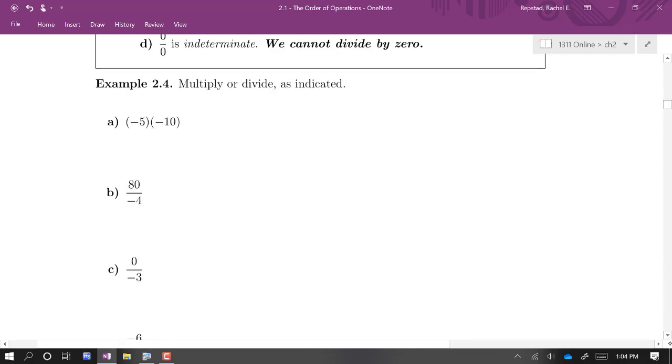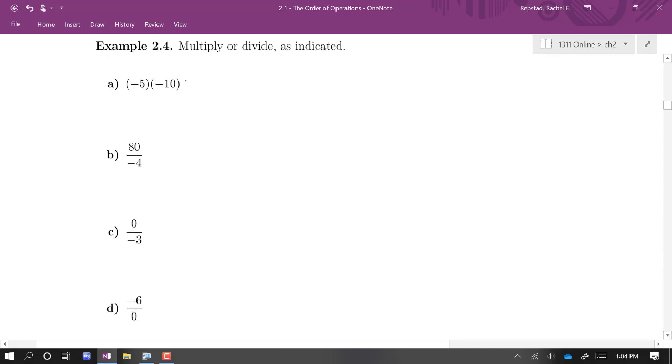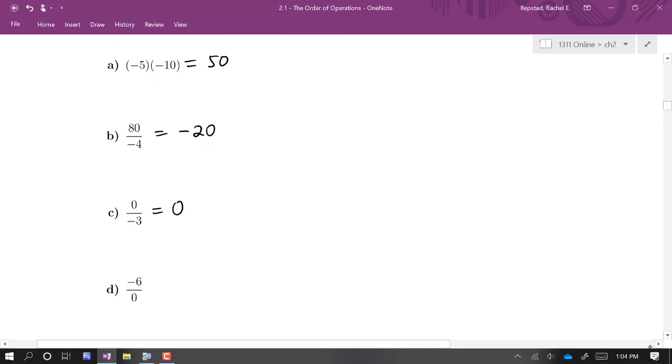Let's do some examples. -5 times -10. As I go through these, you might already know what the result is going to be, so maybe you can beat me through these. But -5 times -10, there are two negatives, so it'll be a positive 50. 80 divided by -4. These signs are different, so it'll be a negative. 80 over 4 is 20. 0 divided by -3, that's 0. 0 over anything is 0. -6 divided by 0 is undefined.